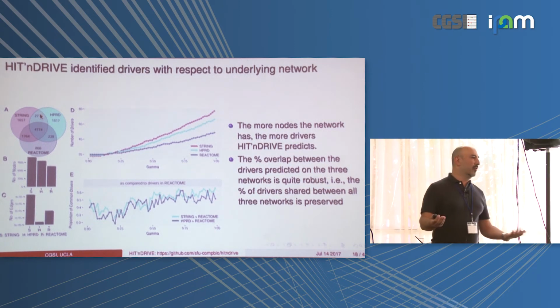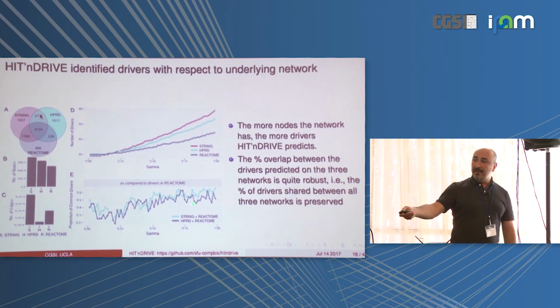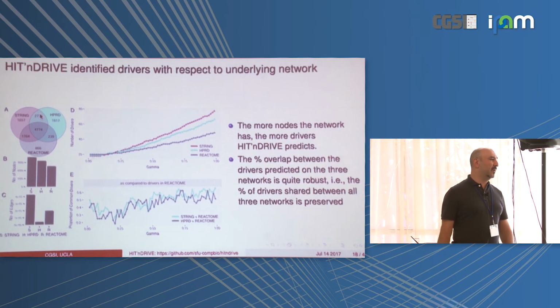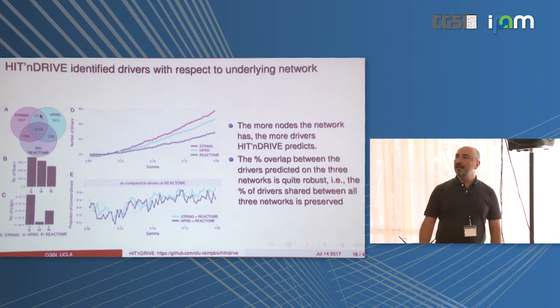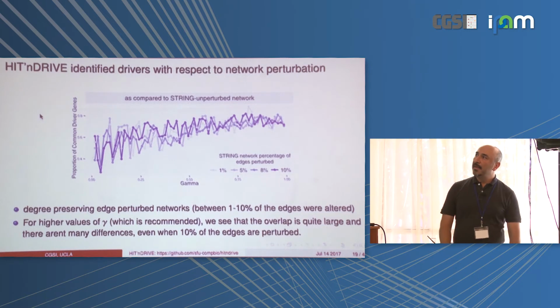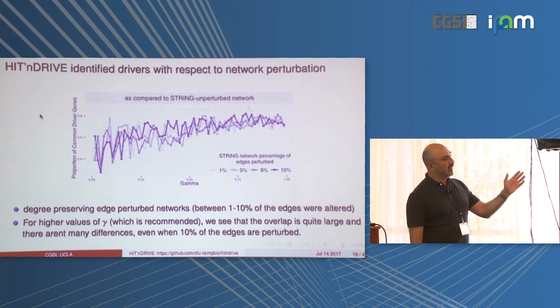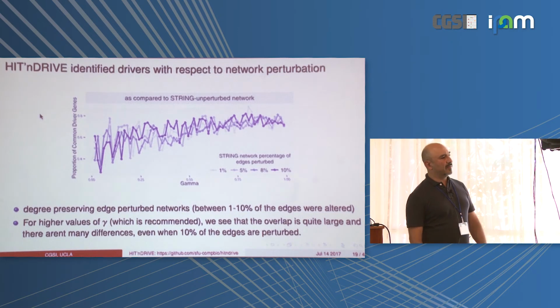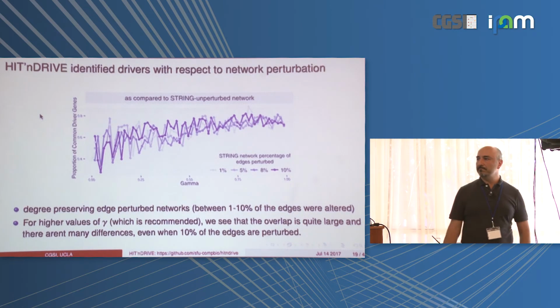There will be a higher or lower number of drivers, but these drivers, the genes themselves, overlap quite a bit. They really don't depend much on the nature of the network. In fact, as we'll see, even if we perturb the network, the drivers that we get are by and large the same. So there's something about the general structure of the network that seems to be pretty robust with respect to how the algorithm works.